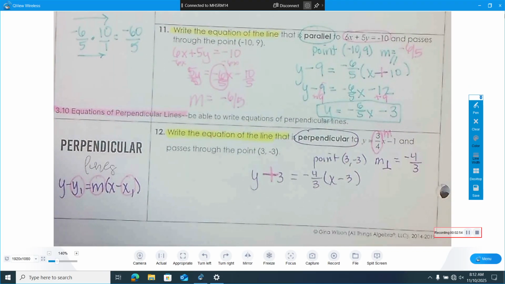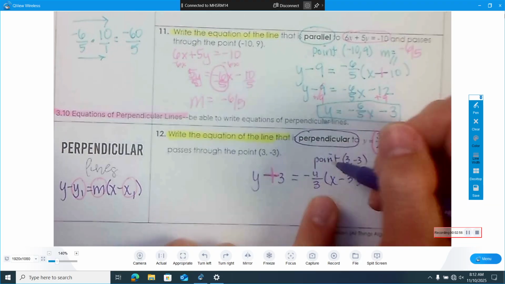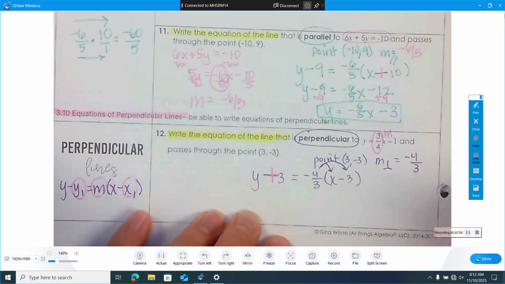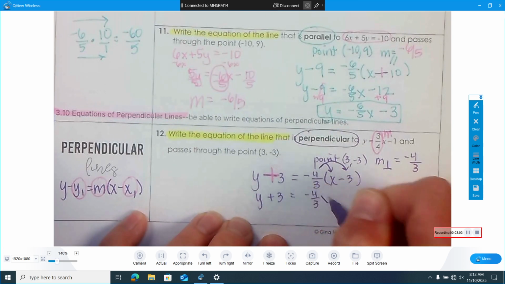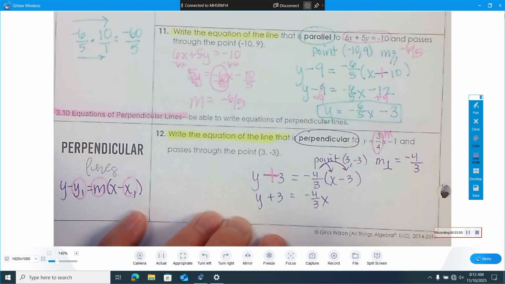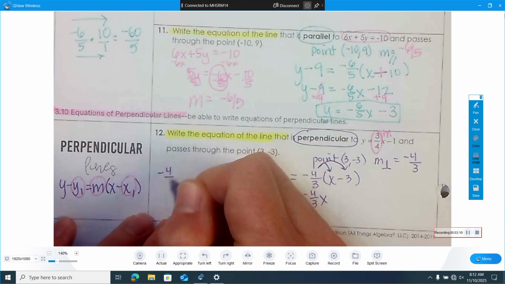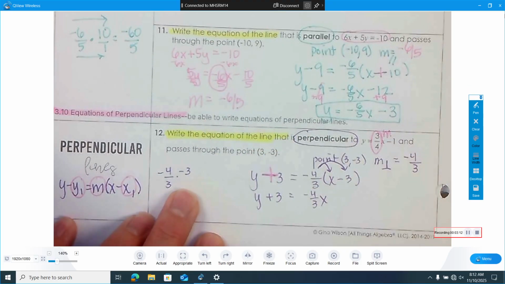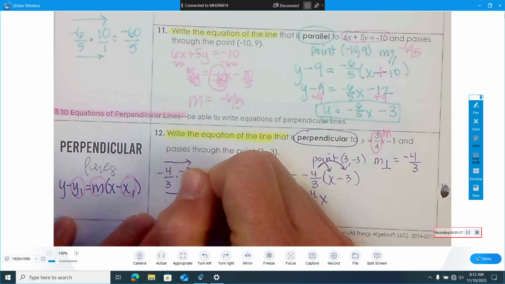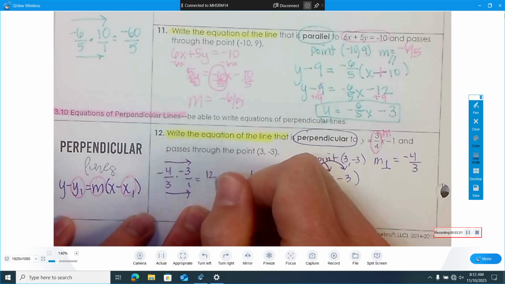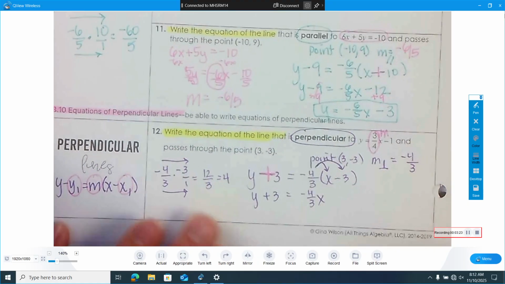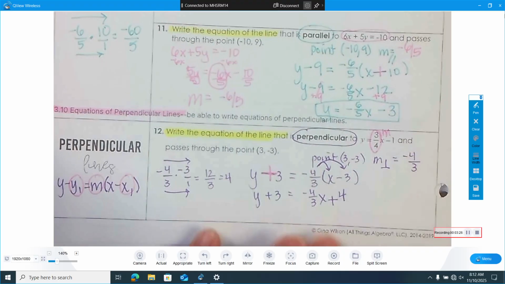Okay. So then I can distribute. What is negative 4/3 times x? Negative 4/3 x. Good. And then what is negative 4/3 times negative 3? Remember, that is 3/1. How do we multiply fractions? Side to side. Straight across. Yep. So yeah, we do end up getting positive 12/3, and 12/3 is 4. So we do get a positive 4.